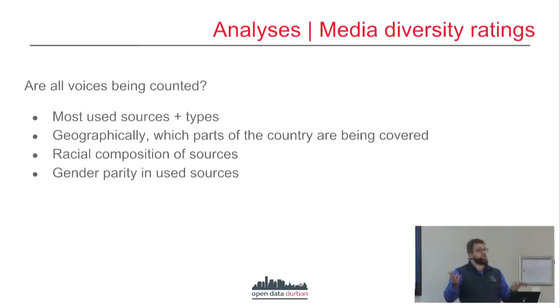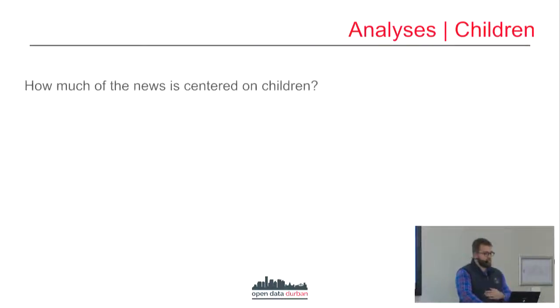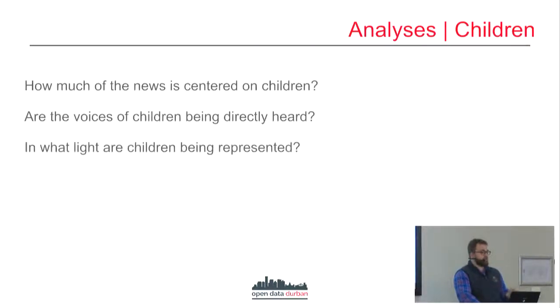Geographically, are we accounting for the whole country? Are we neglecting provinces? Are we only representing Gauteng, KZN, and the Cape? We don't want to be doing that. We want to make sure that we're giving a representation across everyone. What is the racial composition of our sources? Do we have gender parity in our sources? And so a rating can be generated per media house as to whether we are being given a directed opinion, or are we being able to get at least a broad sweep of opinions? The next big thing is to look at children.